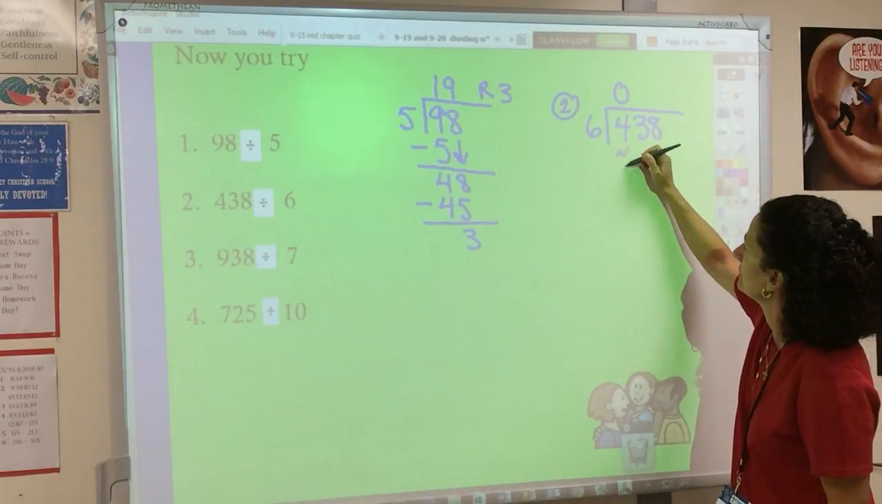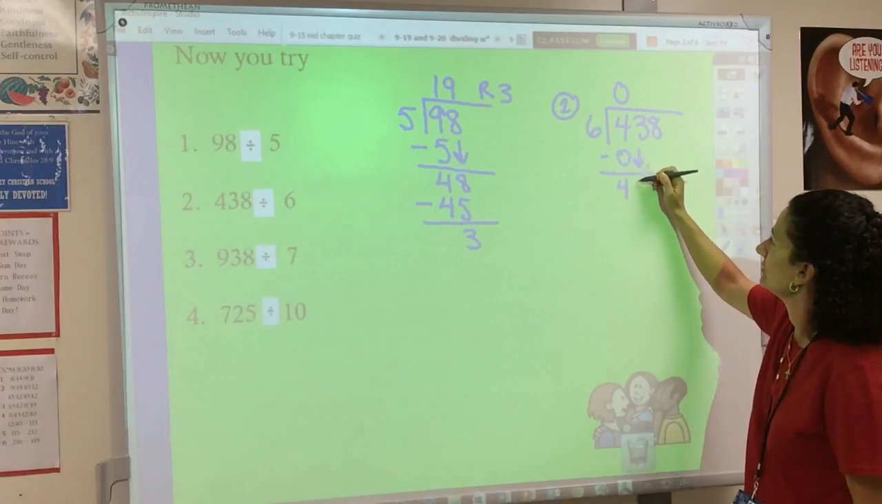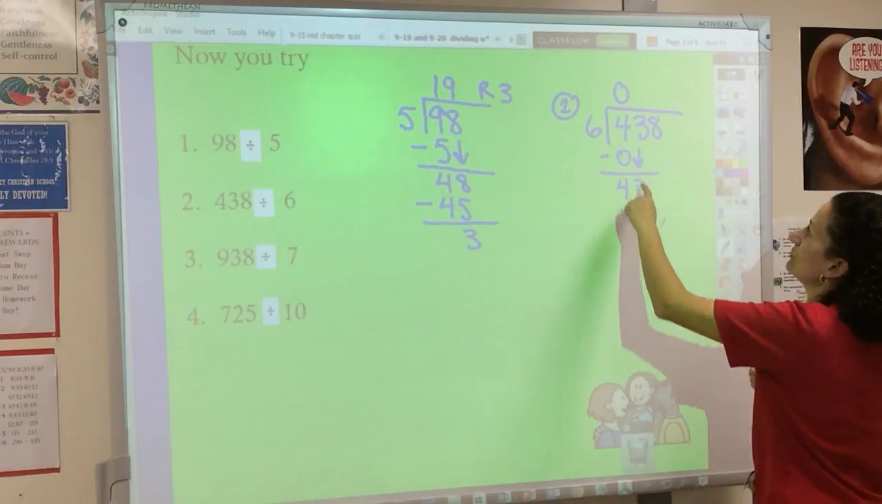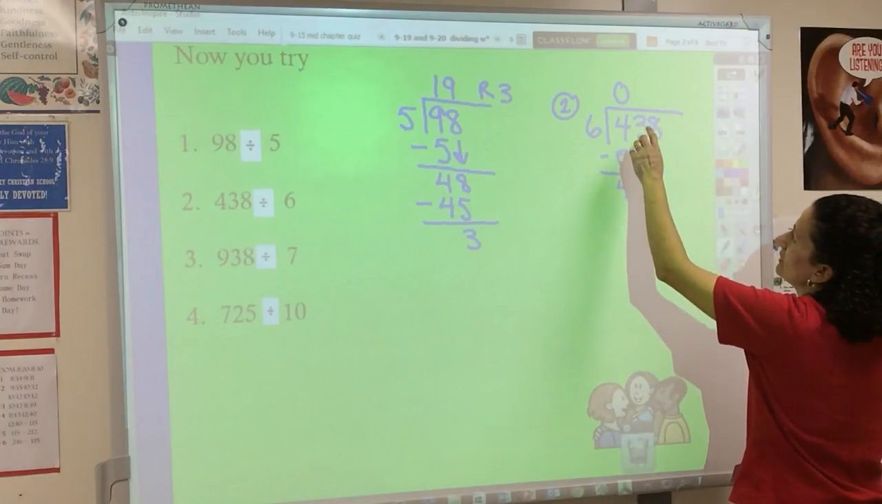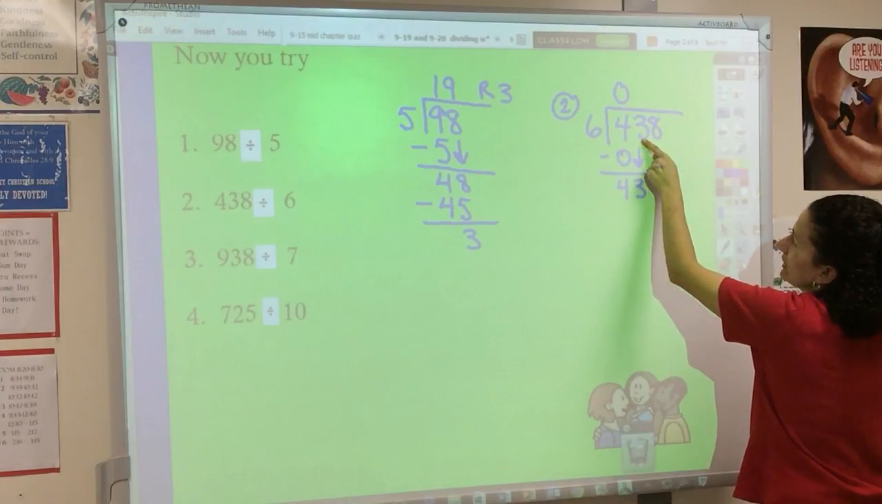0 times 6 is 0. I subtract, and I get 4. Then I bring down the 3. You see the 43? We didn't really need to write the 0 down because we know that anything minus 0 is that same number. So you can just go over like that.